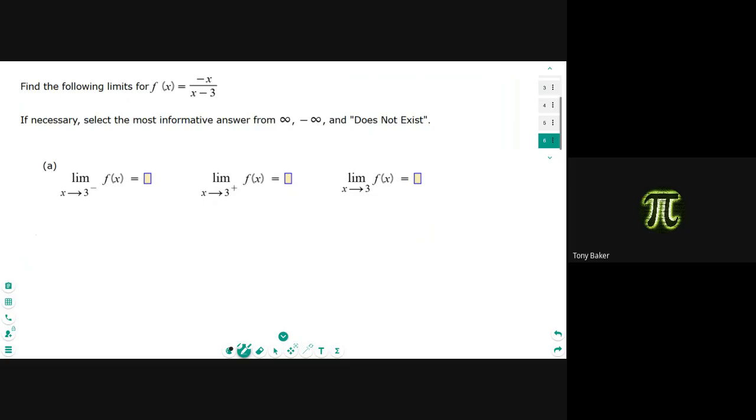If I'm plugging in a number that's from the left of 3, what's the top going to be? Positive or negative? Negative. It's going to be negative because it's a negative x, right? And remember, we're not talking about plugging in -5. We want numbers that are close to 3. So if I'm picking numbers that are closer and closer to 3, the top's going to stay negative, right? Okay. So the top's negative.